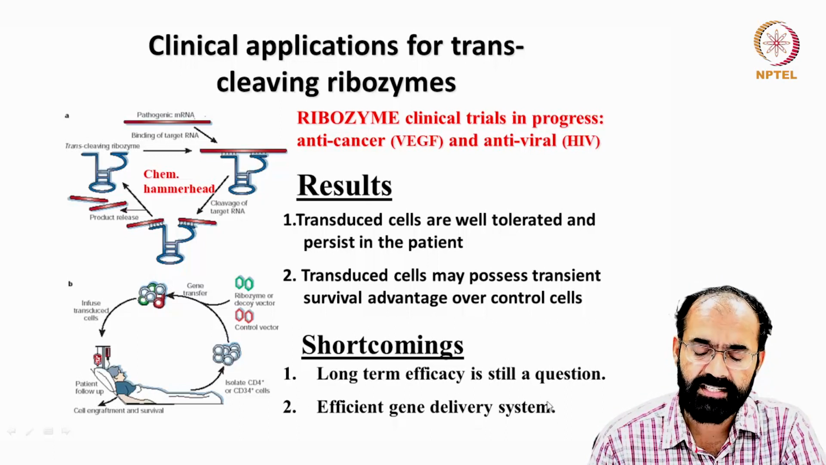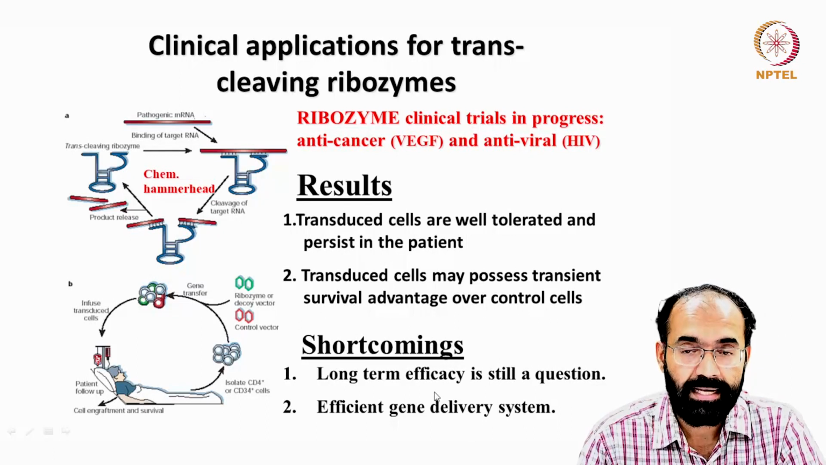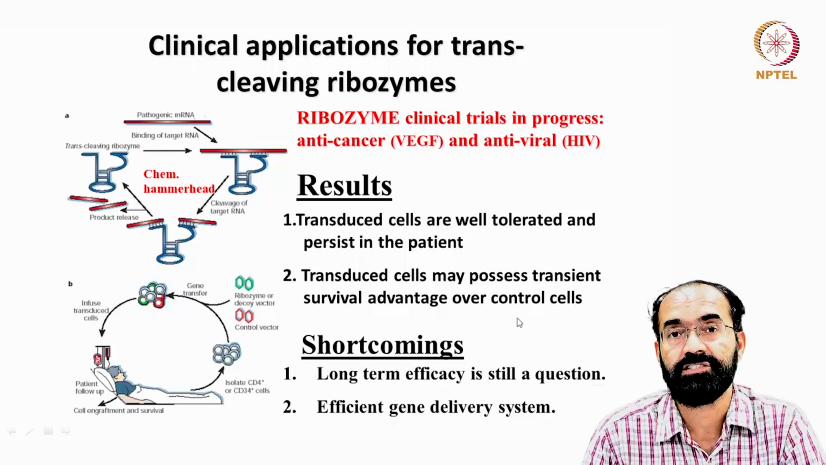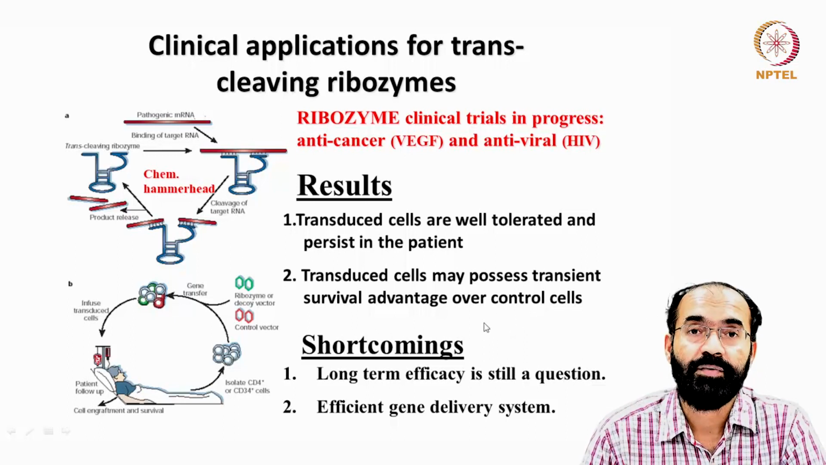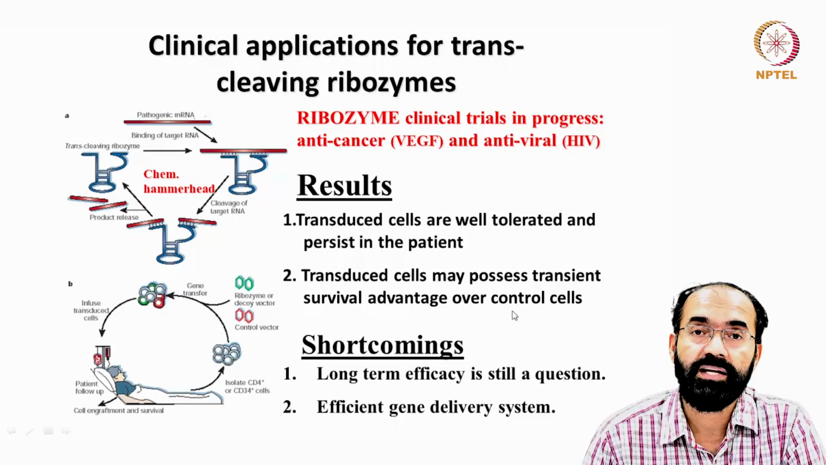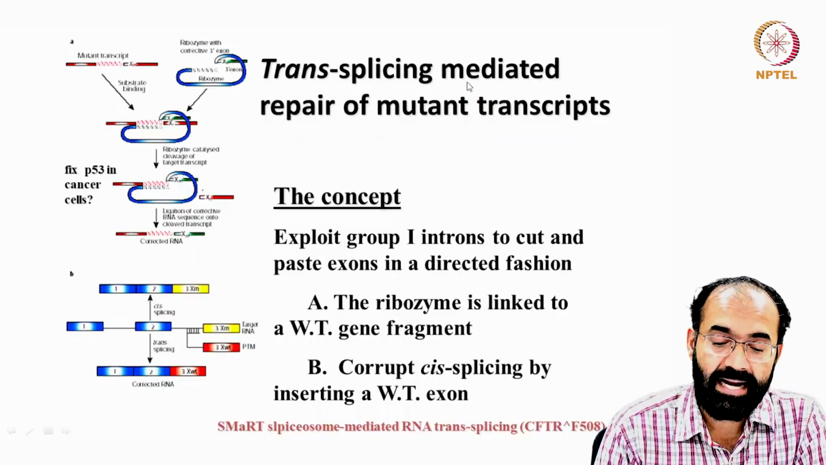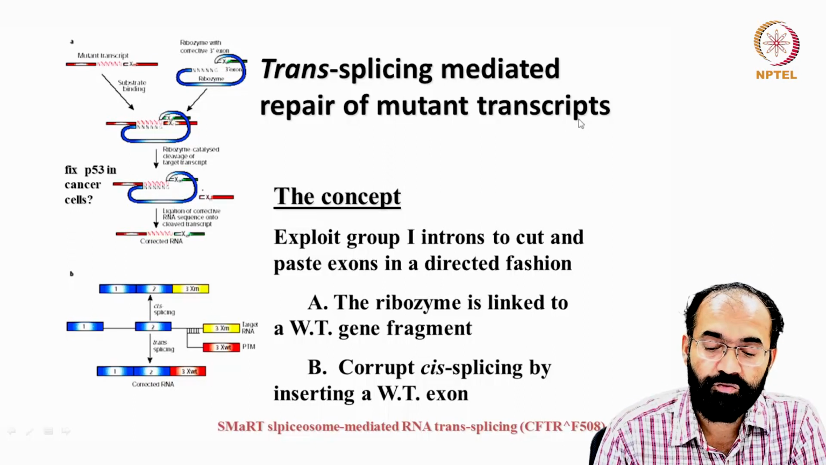And the efficient gene delivery system also is a question. Can we deliver very effectively? So these are all the things to be addressed when you want to come to an effective therapeutic intervention using ribozyme. Another example is employing trans-splicing mediated repair of mutant transcripts.